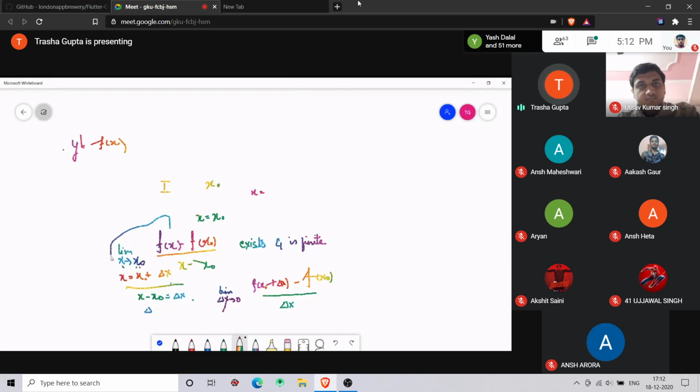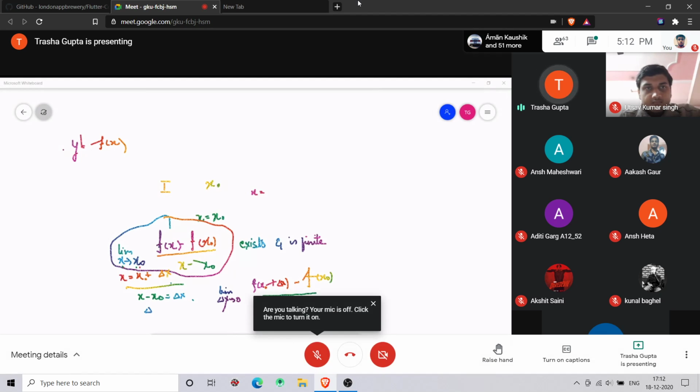Any doubt in this? No, ma'am. So I'm saying that a function y equal to f(x) is differentiable on an interval I at a point x naught if limit of x tending to x naught f(x) minus f(x naught) upon x minus x naught, or limit of delta x tending to 0 f of x naught plus delta x minus f(x naught) divided by delta x exists and is finite. Fine. So this is the simple definition of the differentiation.